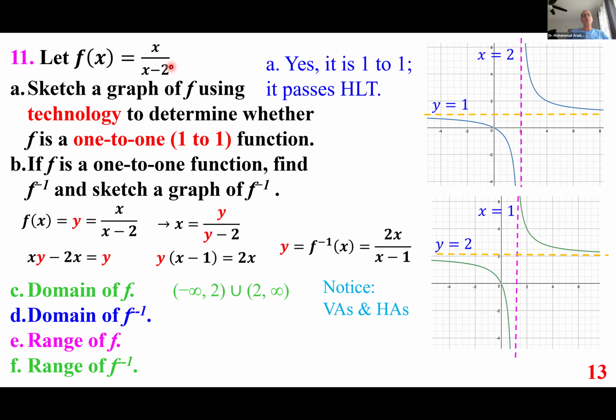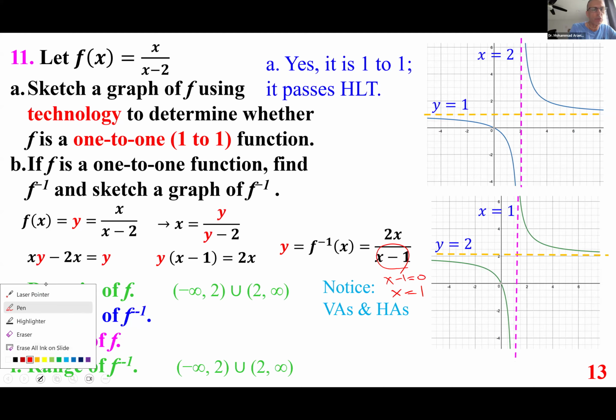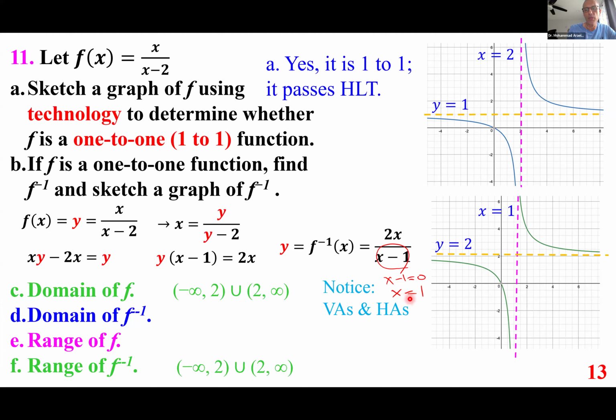What is the range of f inverse? Right away, the domain of f and the range of f inverse are the same, so this becomes minus infinity to 2 union 2 to infinity. What is the domain of f inverse? We go to this function, and we say, okay, x minus 1 equal to 0, x equals 1 must be excluded. So all real numbers except 1.